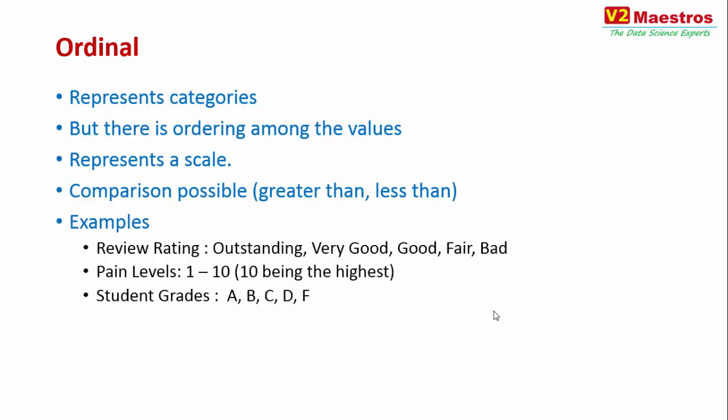Some of the examples you can see are review ratings, like outstanding, very good, good. That's an example of ordinal data. Pain levels, 10 being the highest, like 1 to 10. Student grades, A, B, C, D, E, F, where A is the highest. So you always have something like the highest and lowest. You can actually compare them, as compared to categorical data.